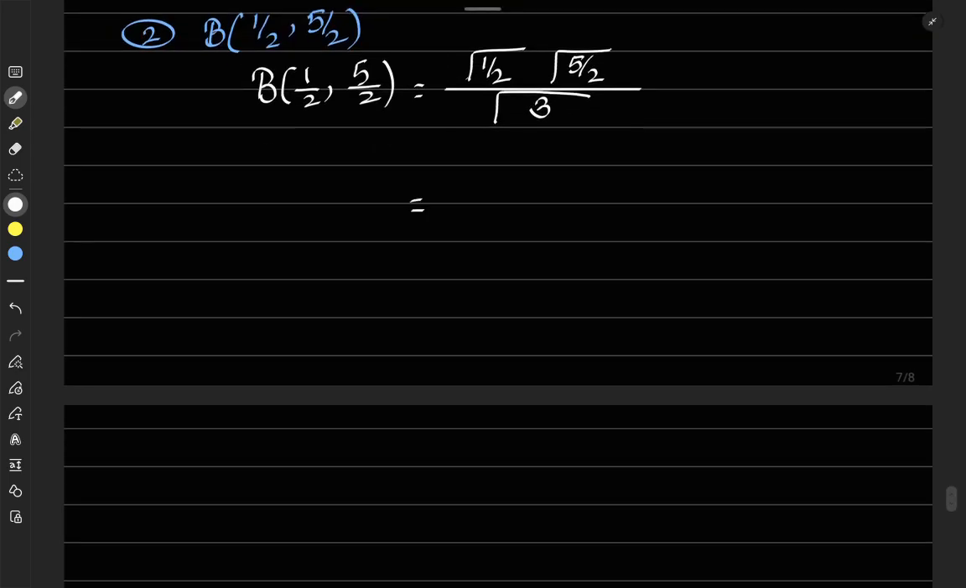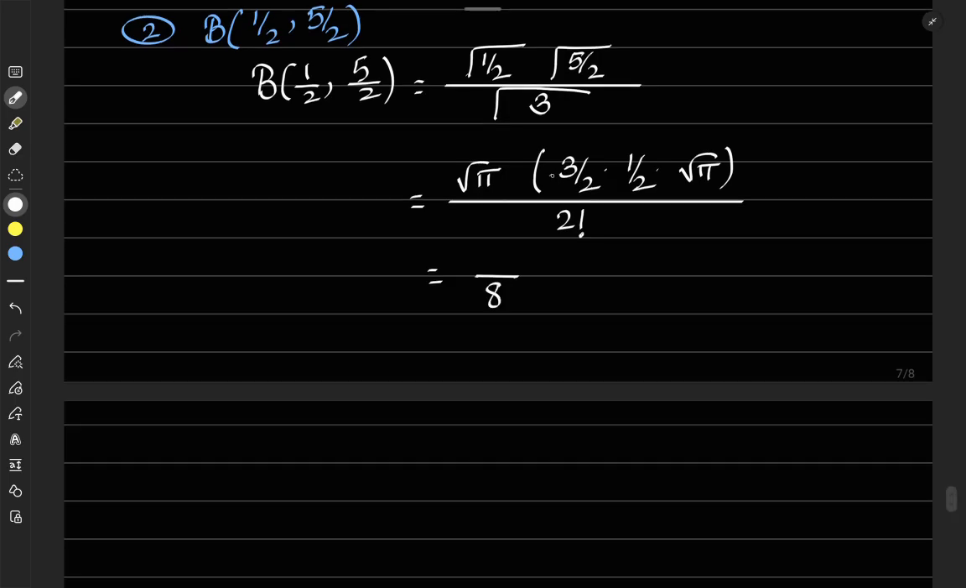So note that gamma of half was root pi, and this quantity can be written as 3 by 2 into 1 by 2 into root pi, and below we have gamma 3, which is 2 factorial. So this can be written as, this 2 and this 2, so upon 8, this 3 and root pi into root pi as 3 pi. So this is how we will evaluate our beta function.